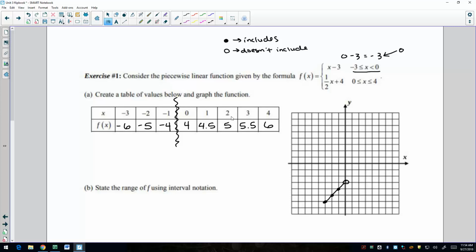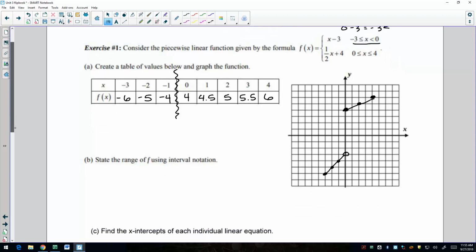Okay, and now I'm going to plot the other ones, which do include from 0 to 4, so I don't have to worry about any of them being open circles. They're all going to be closed. So 0, 4, 1, 2, 3, 4. I'm only going to plot the points that are integers because you only have to plot enough to see what's happening. So I'm not going to plot 1, 4.5. I'm going to plot 2, 5. Then you would have 3, 5.5, and 4, 6. And then you connect those. Do not put arrows on the ends because it does not go on forever. You're only going from 0 to 4 and then from -3 up to 0.